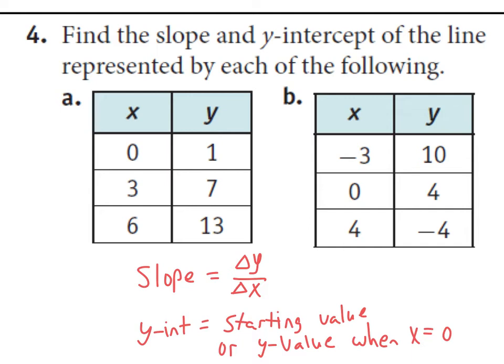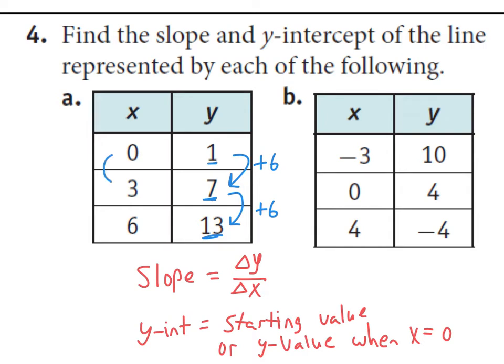So if we look at the table, let's just see if we can get the slope part first. So the change in y, to get from 1 to 7, it looks like it went up 6. To get from 7 to 13, it went up 6. And if it's not obvious, if you don't see it in your head, you can always subtract. Take the 13 minus the 7 and you'll get 6. Or 7 minus 1 and you'll get 6.